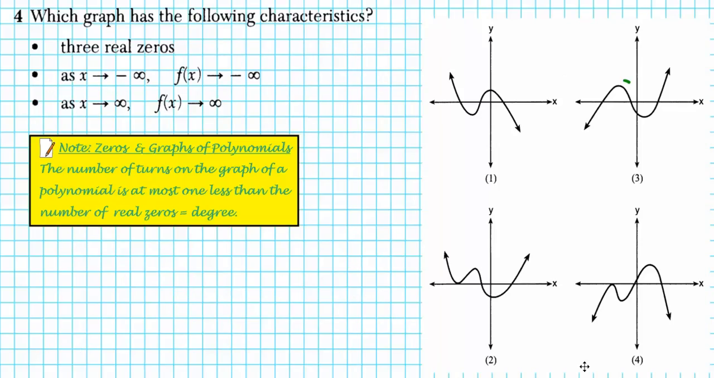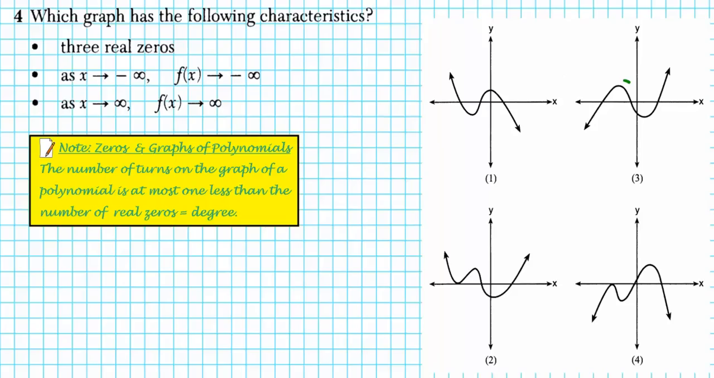Okay, let's take a look at question number 4. It reads, which graph has the following characteristics? It has 3 zeros. As x approaches negative infinity, the function approaches negative infinity. And as x approaches infinity, the function approaches infinity. Now, one thing you want to note concerning the zeros of a graph and what the graph of that function looks like is that the number of turns on a graph of a polynomial is at most 1 less than the number of real zeros, which is the same as the number of degrees.